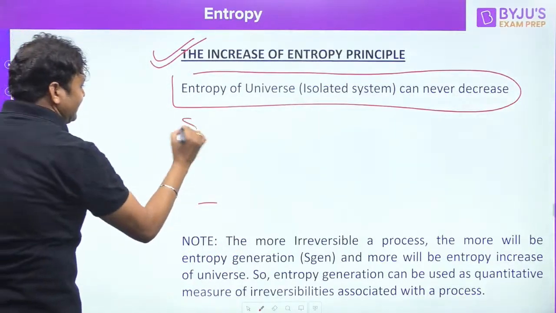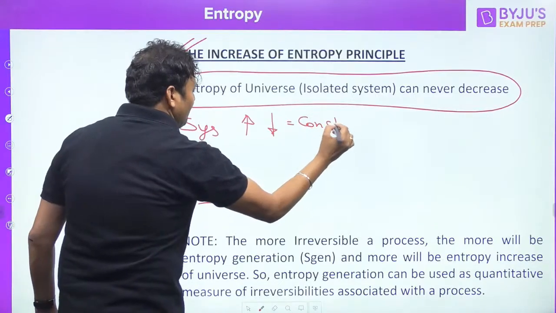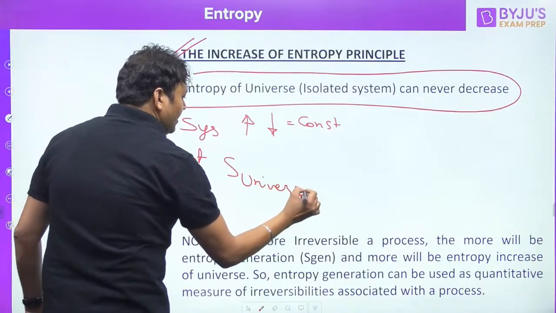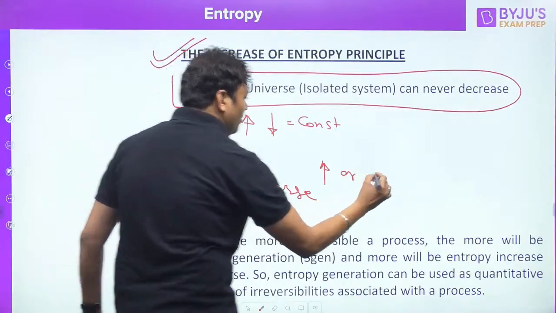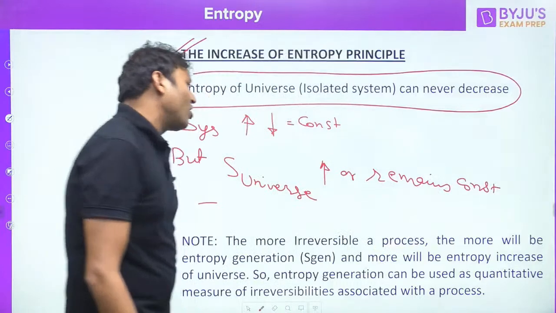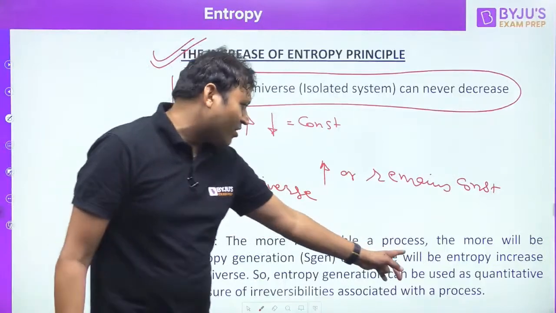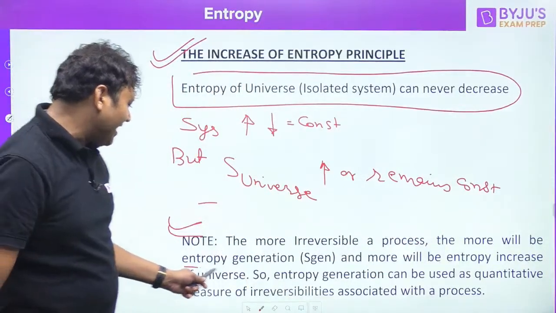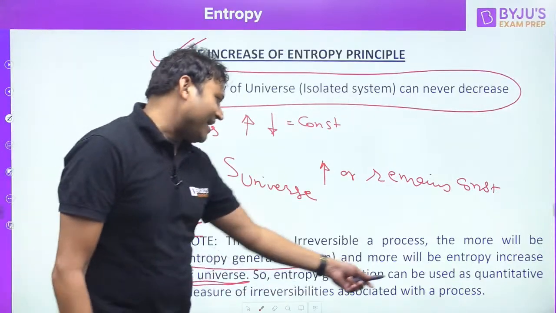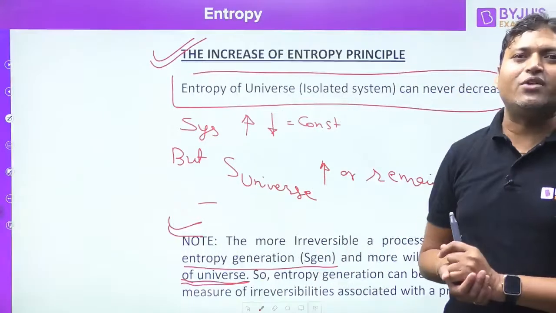Entropy of the system can increase, can decrease, can remain constant, but entropy of the universe can either increase or remain constant. When it remains constant, the process undergone by the system is reversible. And the more irreversible a process is, the more will be the entropy generation and the more will be the entropy increase of the universe. So entropy generation can be used as a quantitative measure of irreversibilities associated with a particular process.